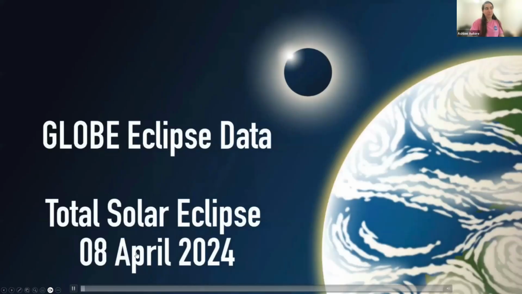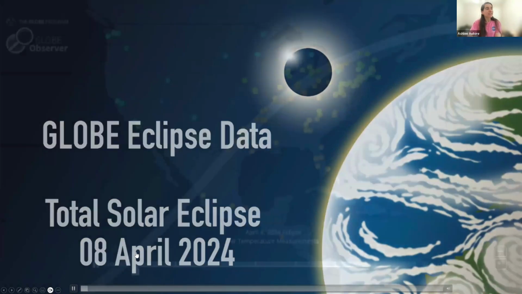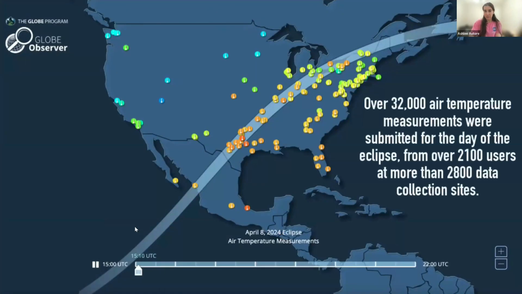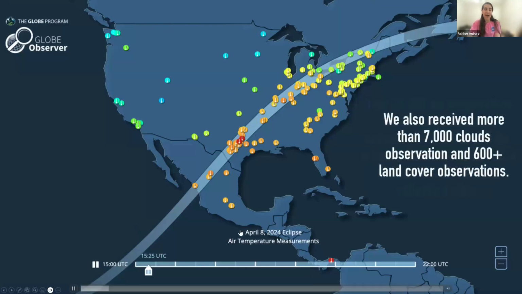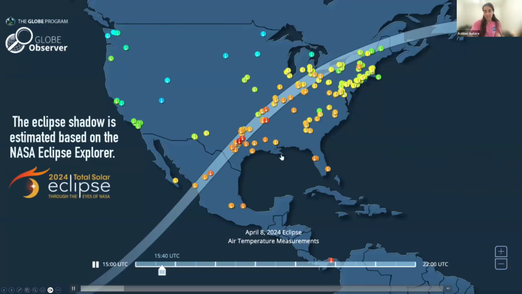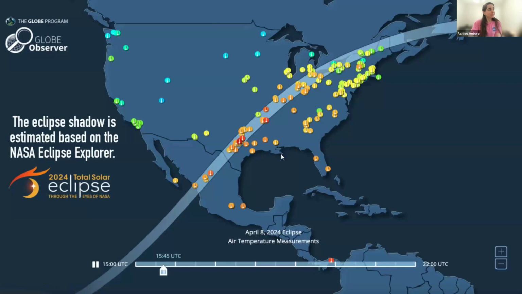Now we have a little animation that we will also drop the link to in the chat that was made by the Globe team. This is demonstrating the air temperature data points that we received through Globe Observer and showing how people saw the temperature changing during the eclipse. You can see the path of the eclipse going over North America, and all of these points you see are temperature data points that were submitted through Globe.